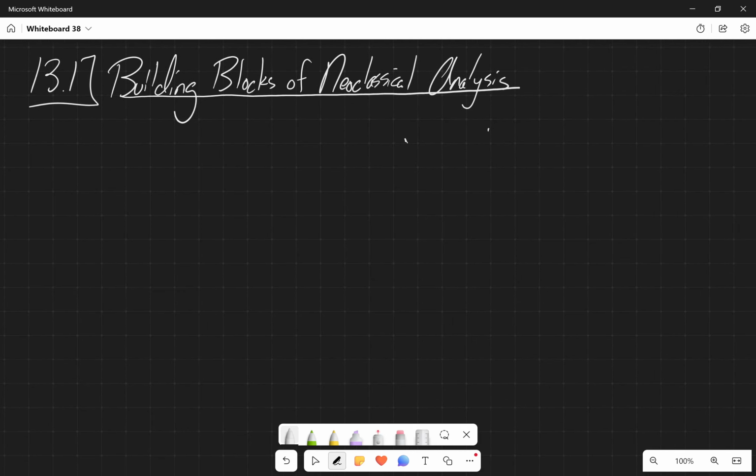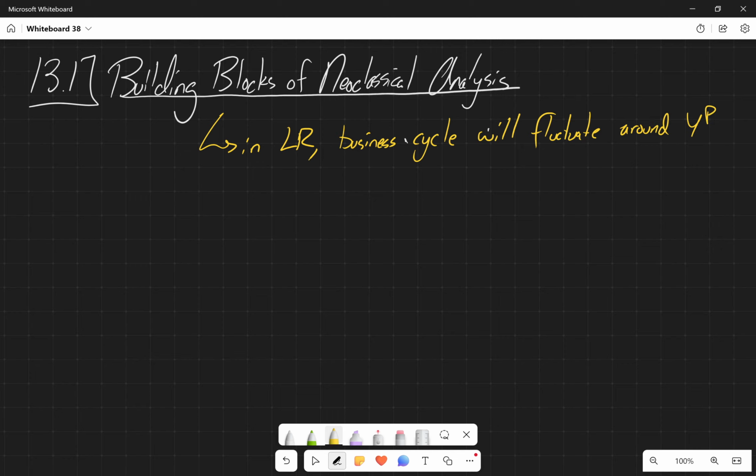So chapter 13 details all about the neoclassical perspective, and then towards the end it touches upon the Phillips curve and the long run Phillips curve. And the neoclassical perspective is talking about how in the long run, the business cycle is going to fluctuate around the potential or full employment level of output. YP, right? Which is our potential GDP, our full employment GDP.